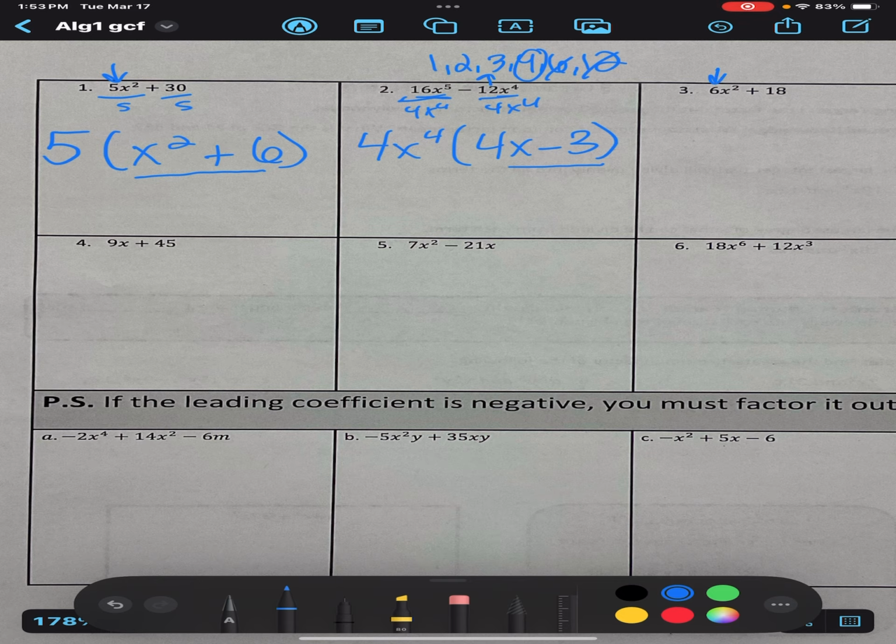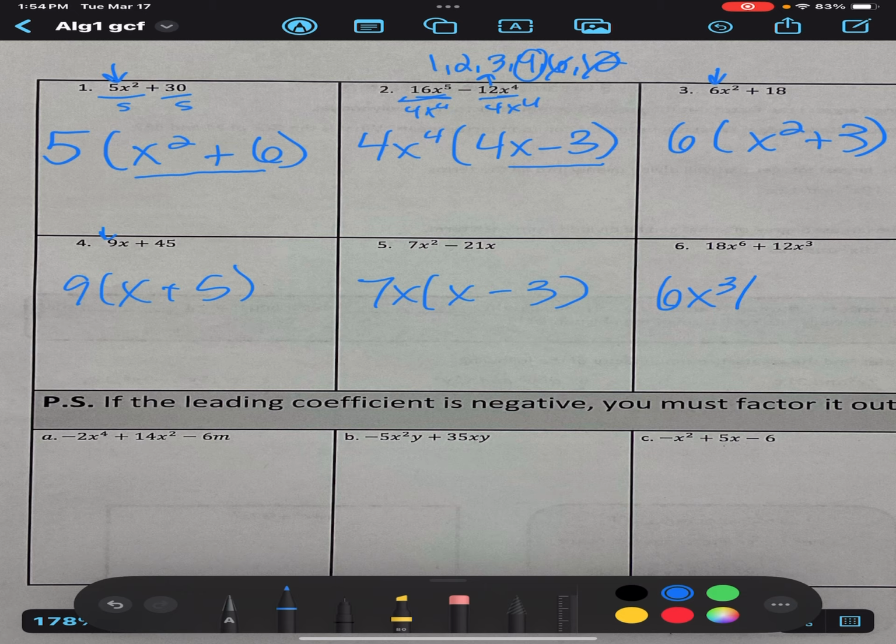Here, 6 is the smallest number. Can 6 go into 18? Sure can. Can't take any x's. For this one, 9 is the smallest. 9 can go into 45. And again, if this is going too quickly, you can always just pause the video. And then 12. 3x cubed plus 2. All right.